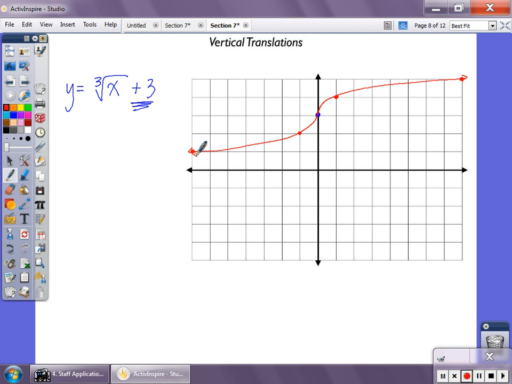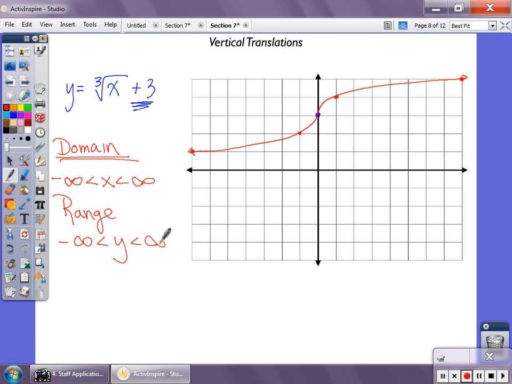Okay. Now think about the domain and range. And this is the really nice thing about cube roots. Well, we're still going from all the way left to all the way right. And so domain goes from -infinity to +infinity. But notice, now when we shift up, we're still going all the way down. And we're still going all the way up. So the vertical shift doesn't really affect the range in this case. Okay, the range is still negative infinity, less than y, less than positive infinity.